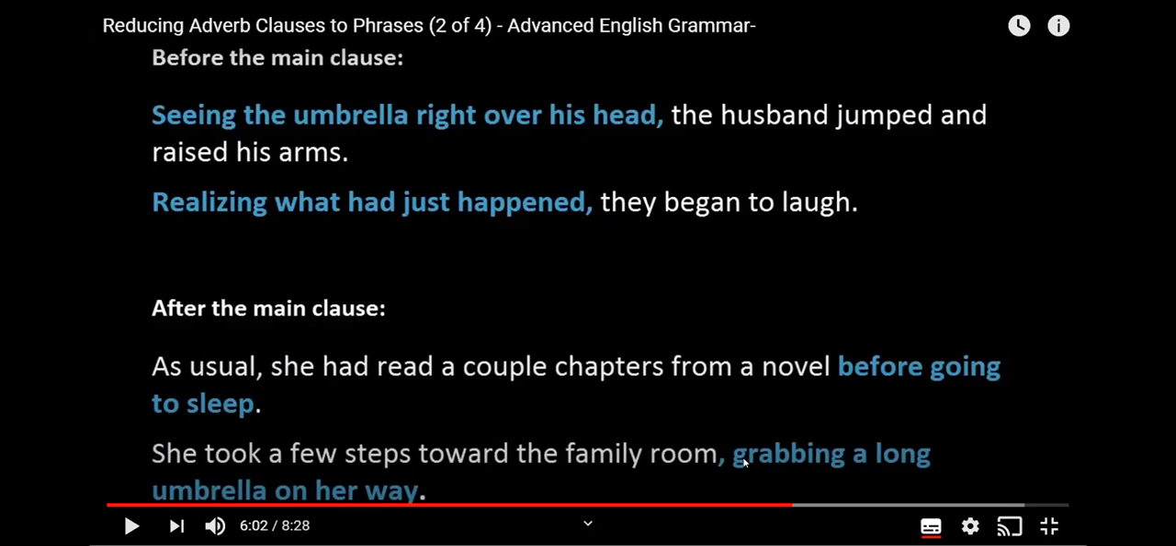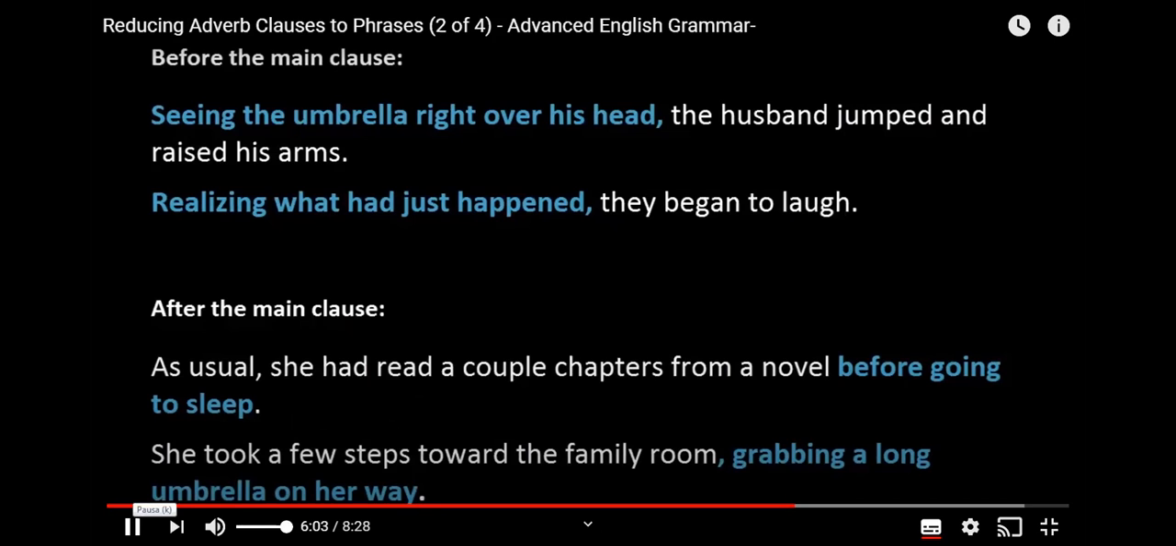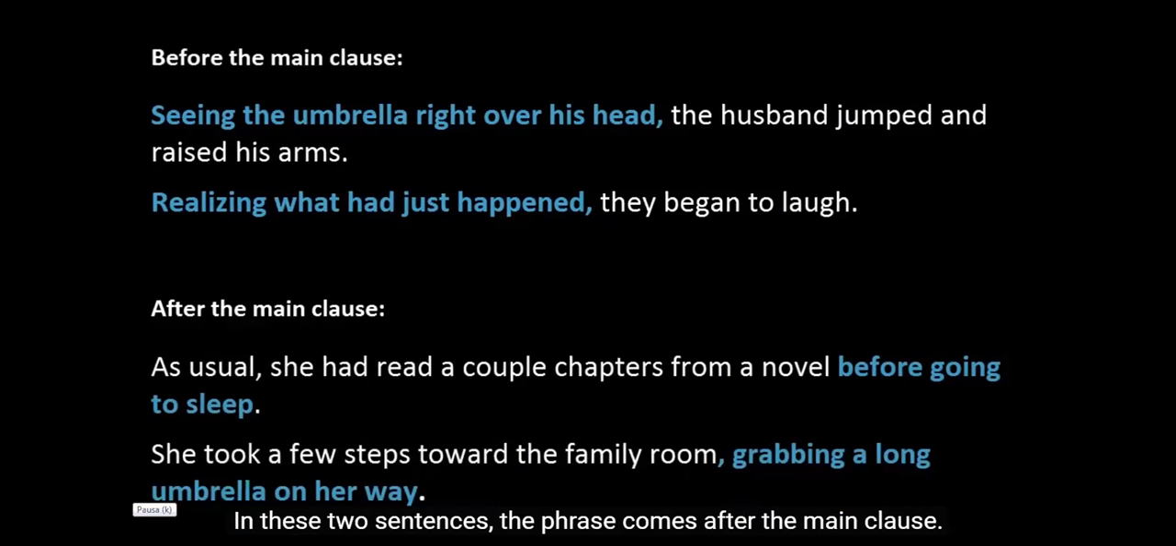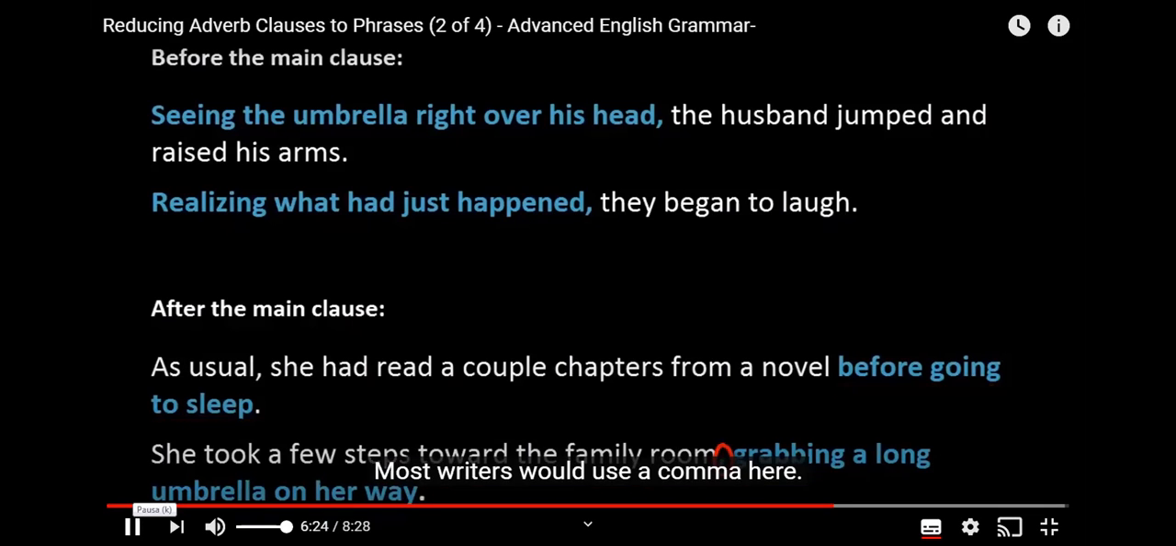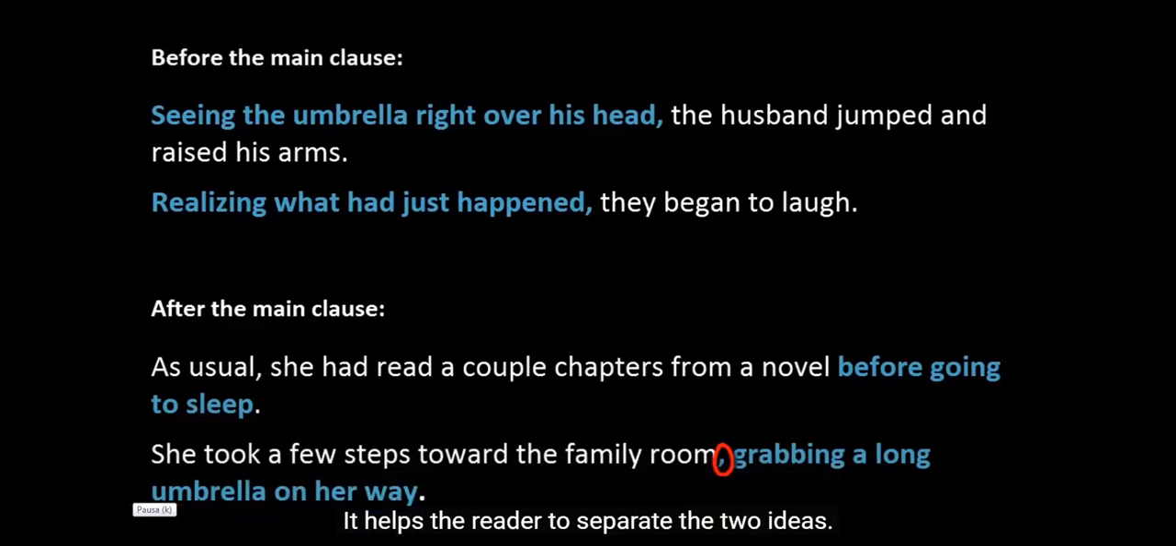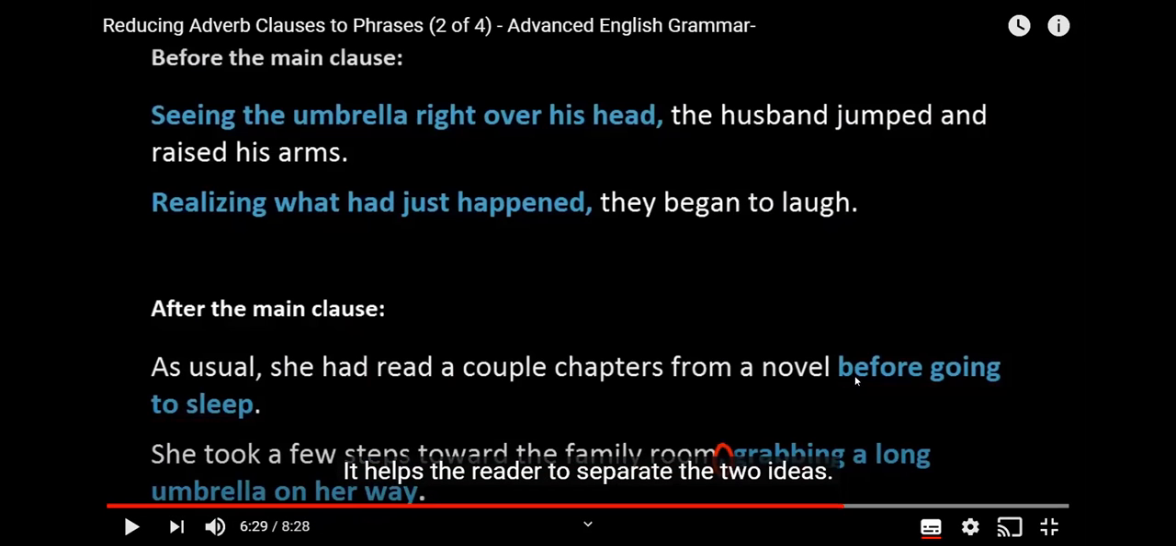In the second, you see a comma before "grabbing a long umbrella on her way." So, listen to the explanation. In these two sentences, the phrase comes after the main clause. Commas aren't always used for separation in this case. In the first sentence, I chose not to use a comma. The phrase is quite short. In the second, we have a longer phrase. Most writers would use a comma here. It helps the reader to separate the two ideas. When the phrase is short, no comma is necessary. But when the phrase is long, it's better to put a comma so you can identify the two clauses. Is that clear?